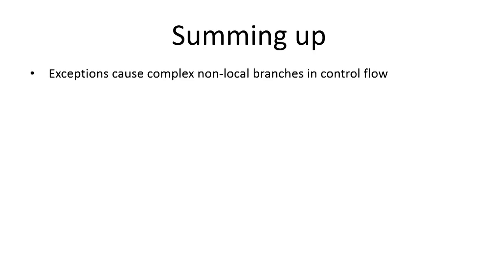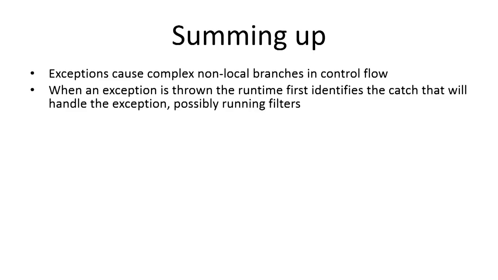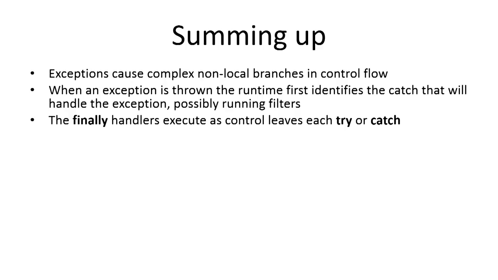So summing up, exceptions can cause very complicated non-local branching in your control flow. When an exception happens, first, the runtime identifies which catch block is going to handle this exception. So it can possibly be running up the call stack looking for exception filters and running them so that it can figure out which catch block is actually going to be the one that it transfers control to. Once the runtime has figured out which catch block it is going to, then it starts running the finally blocks from inside to outside as control leaves the try block or the catch block appropriately.